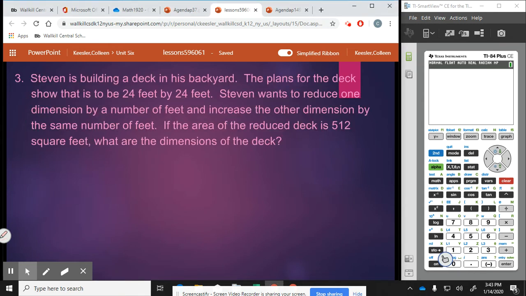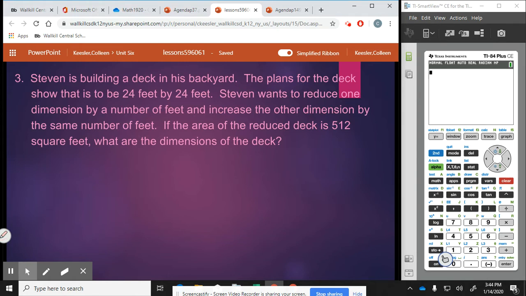Number 3, Stephen is building a deck in his backyard. The plans for the deck show that it is to be 24 feet by 24 feet. Stephen wants to reduce one dimension by a number of feet and increase the other dimension by the same number of feet. If the area of the reduced deck is 512 square feet, what are the dimensions of the deck?